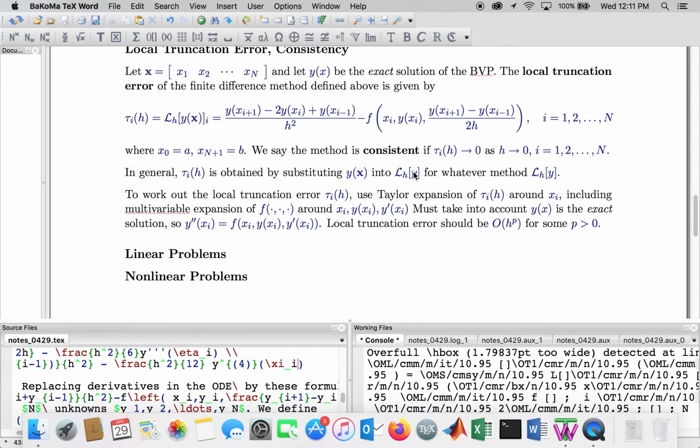And just like for initial value problems, if a finite difference method is shown to be consistent and stable, then it is also convergent, meaning that the computed solution approaches the exact solution at the grid points as h goes to 0.